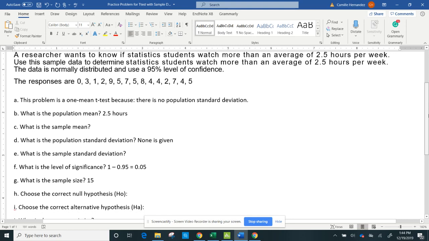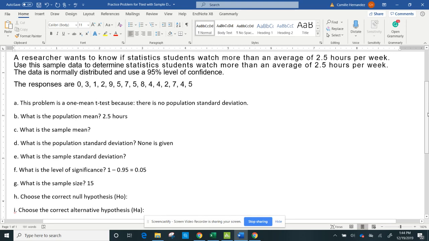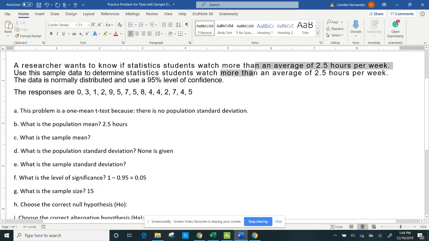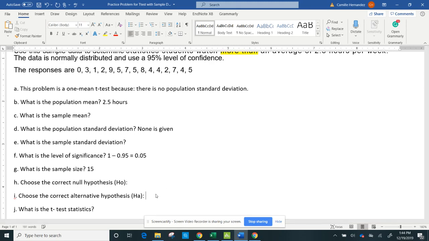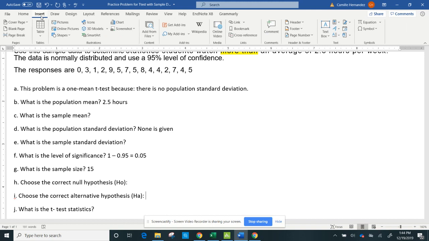So then it wants to know my correct null and correct alternative hypothesis. Here, it wants to know more than. More than does not have an equal sign. So that means I'm going to start with my alternative, because I don't have an equal sign. So I'm going to go to my symbols and I'm going to put my mean is greater than 2.5 hours. So the null is the mean is less than or equal to 2.5 hours.